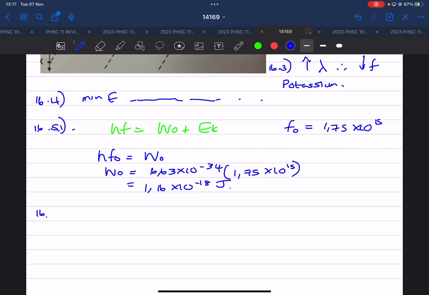Okay, 16.5.2. Bereken die frekwensie van die invallende lig wat elektrone vanaf platinum met 'n maksimum snelheid van 5,6 maal 10 tot die mag 5 sal vrystel. What are they asking? They're asking the frequency of the light. Okay, ek gaan jou gou 2 minute gee om hierdie te doen. I'm going to give you 2 minutes to do this.